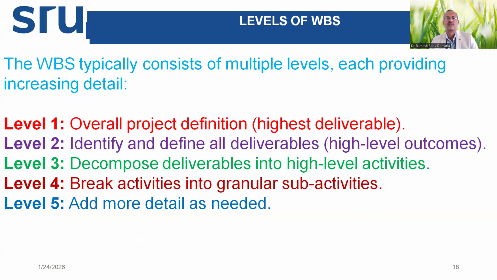Typically, WBS consists of multiple levels. Level 1 shows the overall definition of the project, which is the highest deliverable. Here, construction of a dam is the main heading. Then level 2 identifies and defines all deliverables of the construction of the dam: excavation work, earthing work, concrete work, procurement work, electrical systems, mechanical. Like this, we divide the main deliverables.